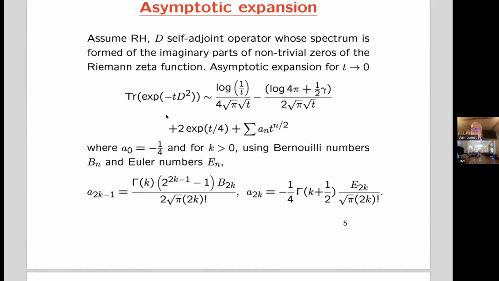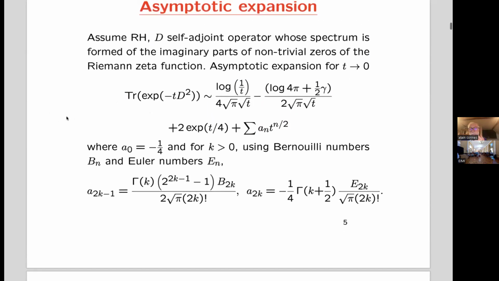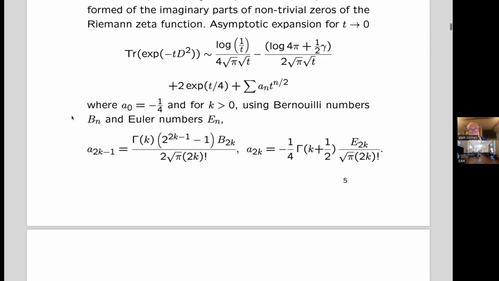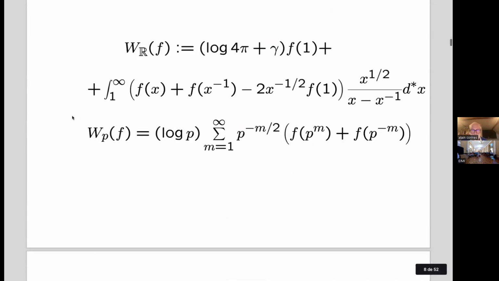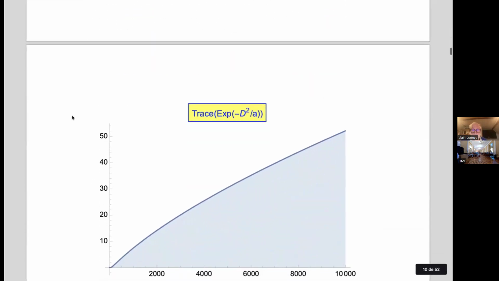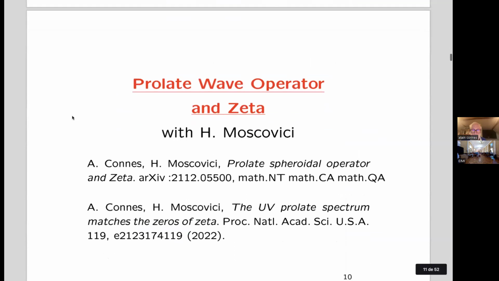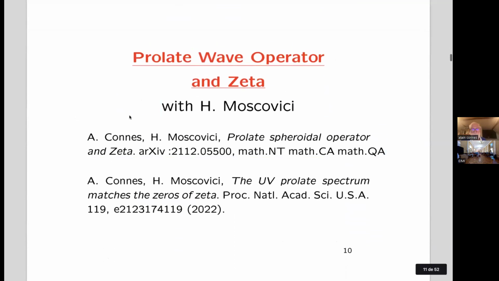So in a way, what it means is that this asymptotic expansion is giving us the music of the Archimedean place. And the challenge that I'm going to address, which is a joint work with Henri Moscovici, is to find a space, a geometric space, which reproduces this. What we did with my collaborator Henri Moscovici, and this is the main topic of my talk, I will come back to that in a moment, is to find such a space.